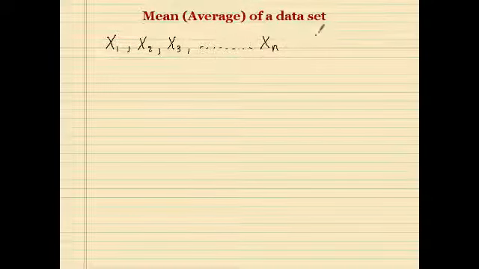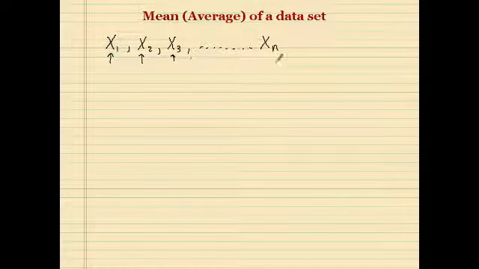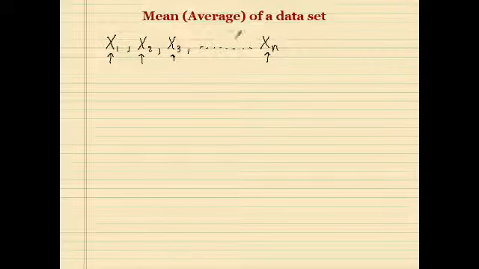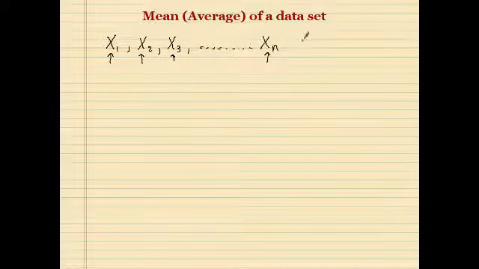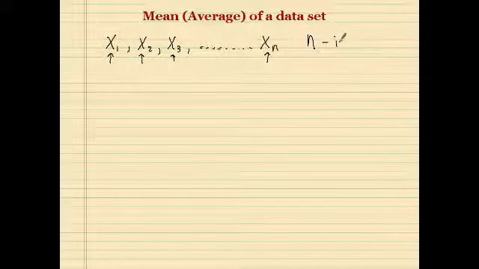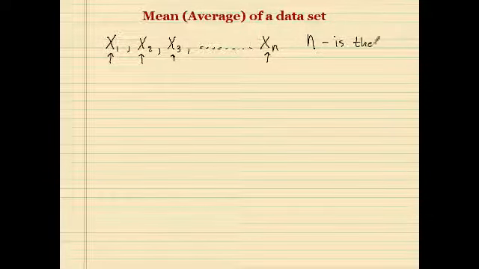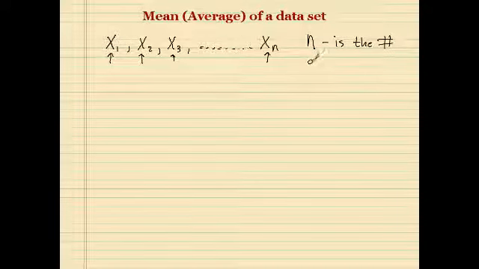But here we have n data points. That's what this n stands for. So this would be the first data point, this would be the second data point, this would be the third data point, and x to the n is actually the last data point. All these dots here in the middle just signify that this would be the fourth data point all the way up to the one before the last one. So all n means is the number of data points. So n is the number of data points we have.